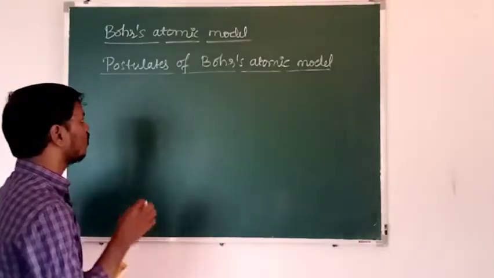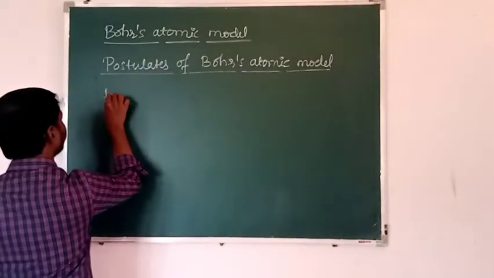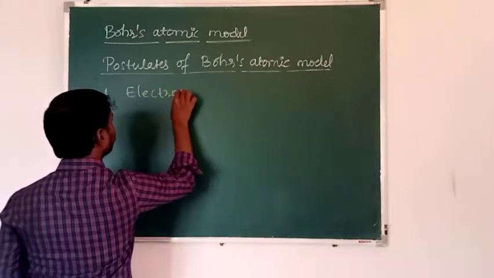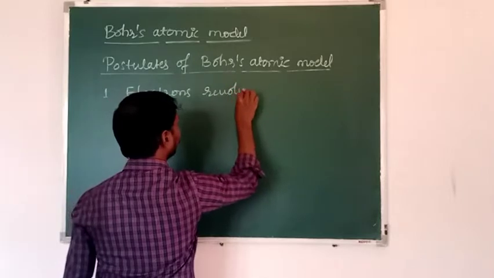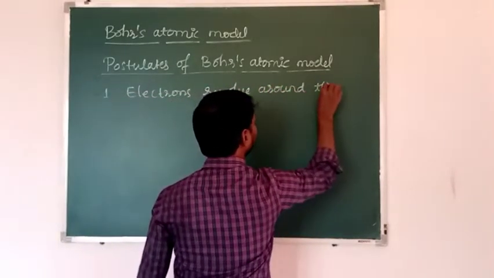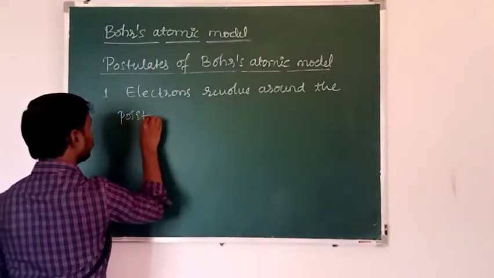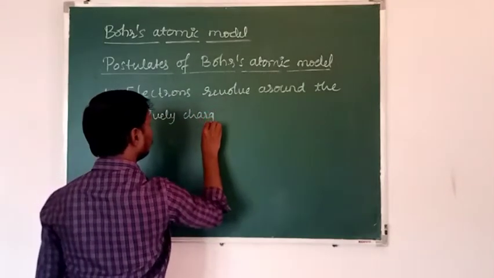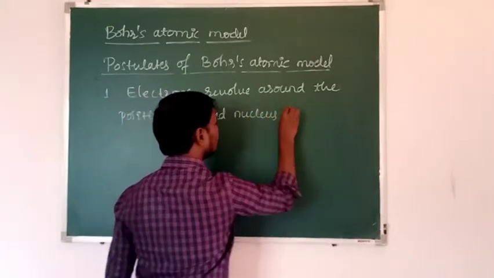Then what is the first postulate of Bohr's atomic model? First one: electrons revolve around the positively charged nucleus in certain stable orbits.